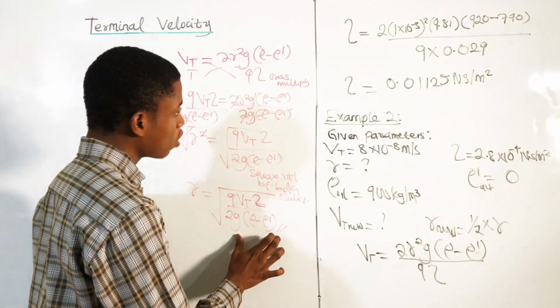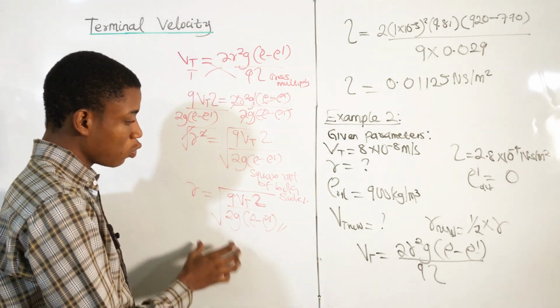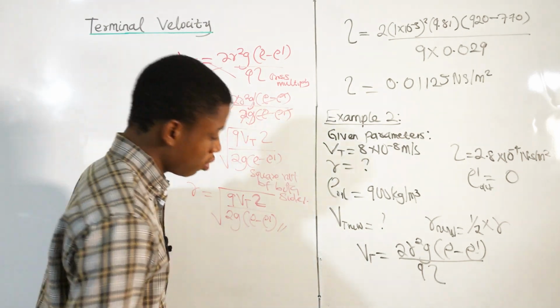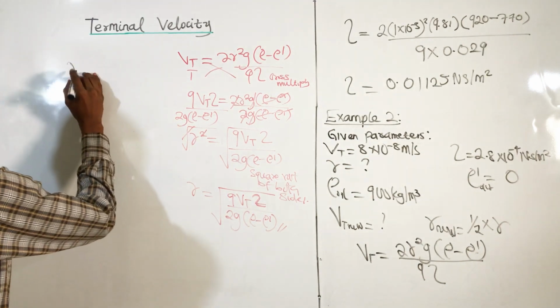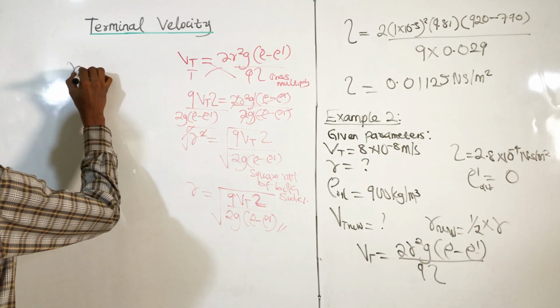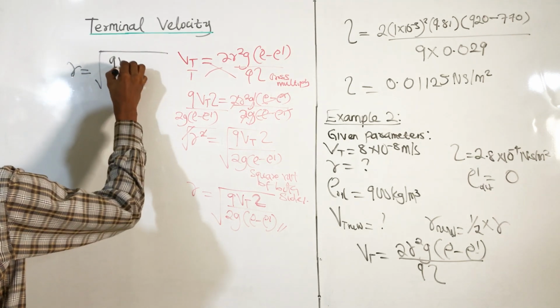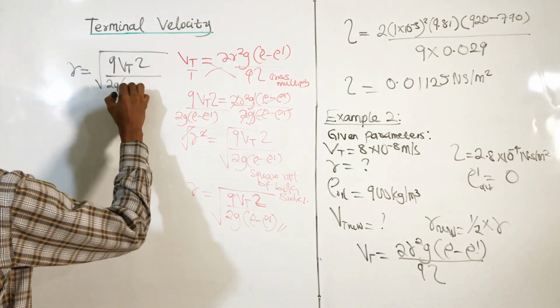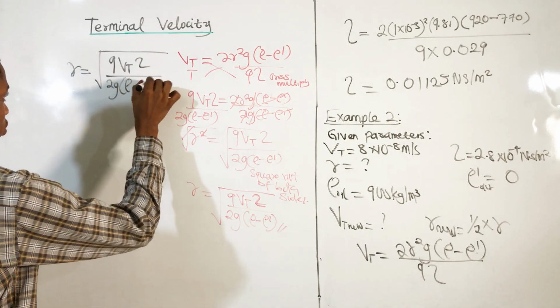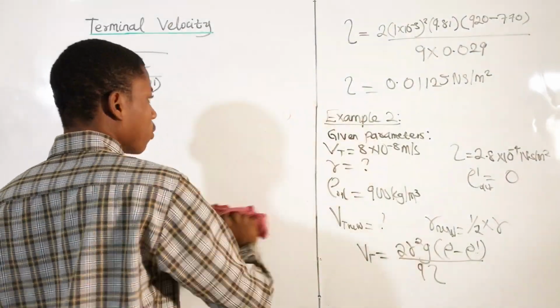So let's wipe this off. This was just to illustrate and show you how to make this the subject of the formula. So let's move this to the other part. So we have r is equal to what? The square root of what? 9 Vt, the coefficient of viscosity, over 2g (rho minus rho prime).